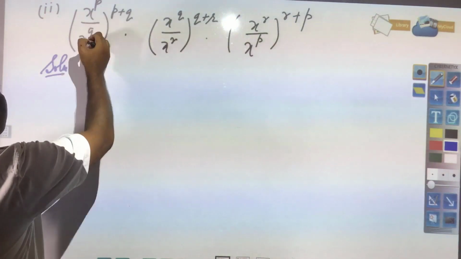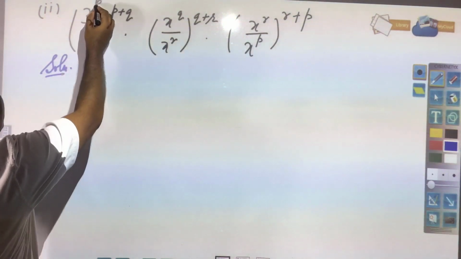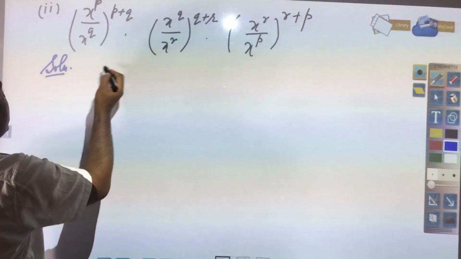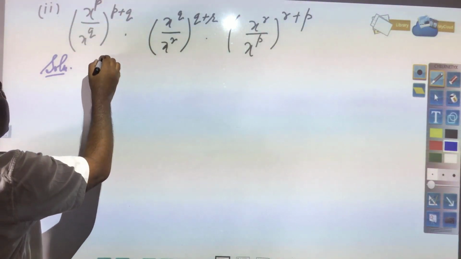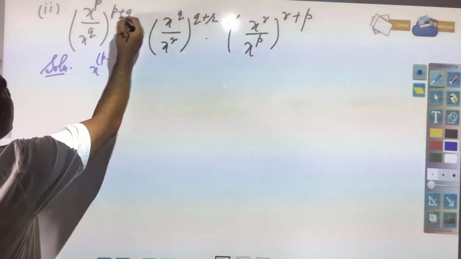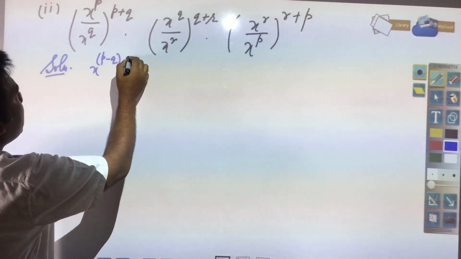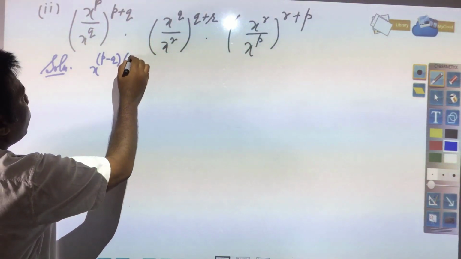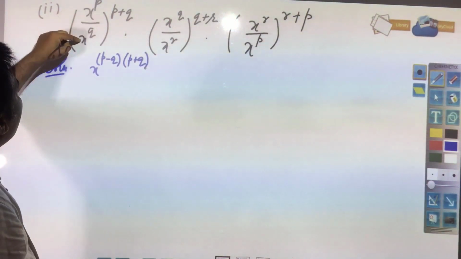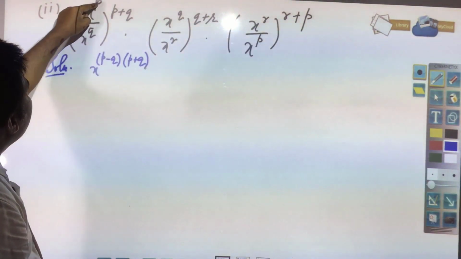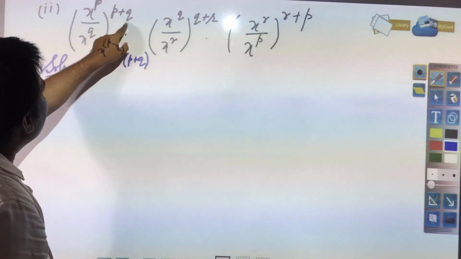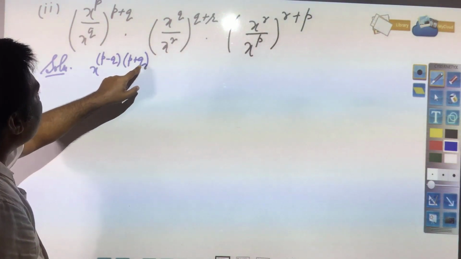here you see this can be written as a to the power m by a to the power n is equal to a to the power m minus n. So, it can be written as x to the power p minus q, and to the power p plus q means into p plus q. What we have written? This we have written x to the power p minus q. This is whole power, power and power will be multiplied. So, we have written p plus q.